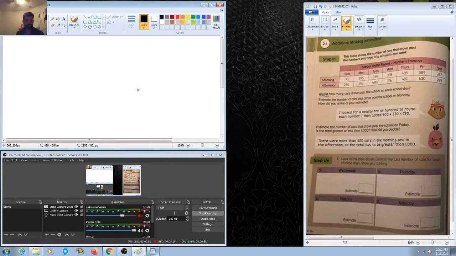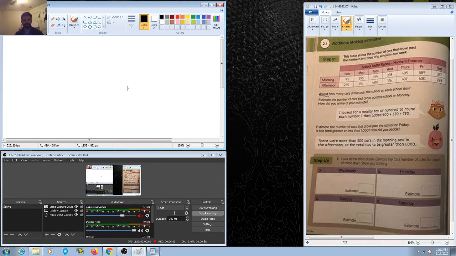It says, look at the table above, estimate the total number of cars for each of these days, show your thinking. So again, you're going to want to use the tens and hundreds rounding, whatever seems comfortable in the situation. As we go through these, you're going to start to notice what is more beneficial to use, and then we can make those estimations. But for what I'm going to do here, for A and B, I'm going to round to the nearest 100. For C and D, I'm going to round to the nearest tenth.